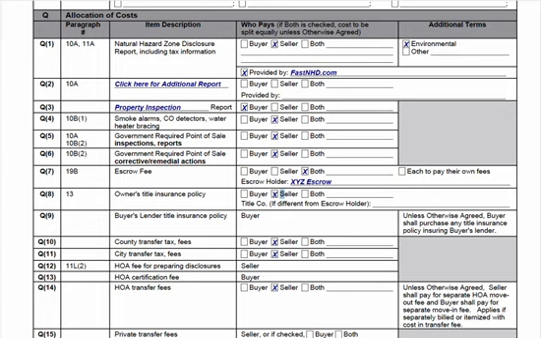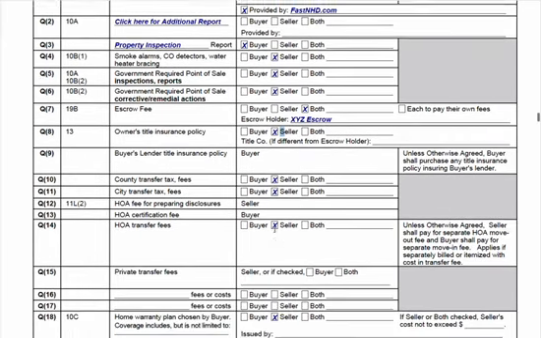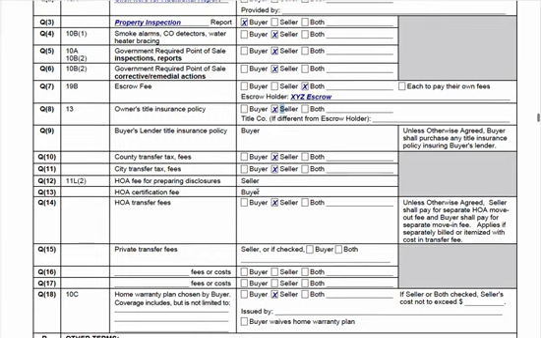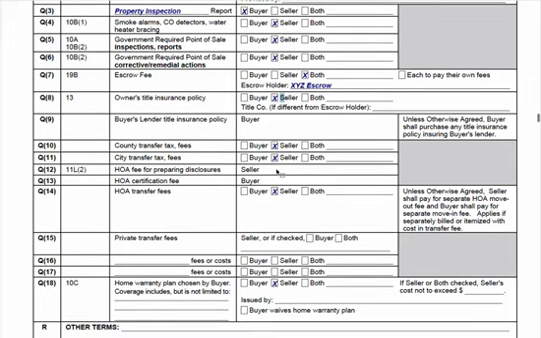In Southern California, the seller pays owner's title policy. In Northern California, it's different. All of it's negotiable. I'm just telling you what's customary in different parts of the state. All right, Southern California, we check seller. Not every city has a transfer tax. If you're unsure, check seller. All right? Because in Southern California, the seller pays, but not every city has it.